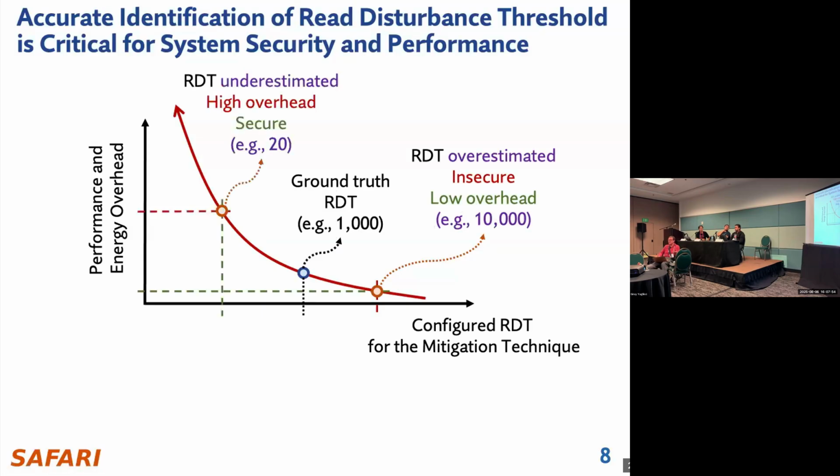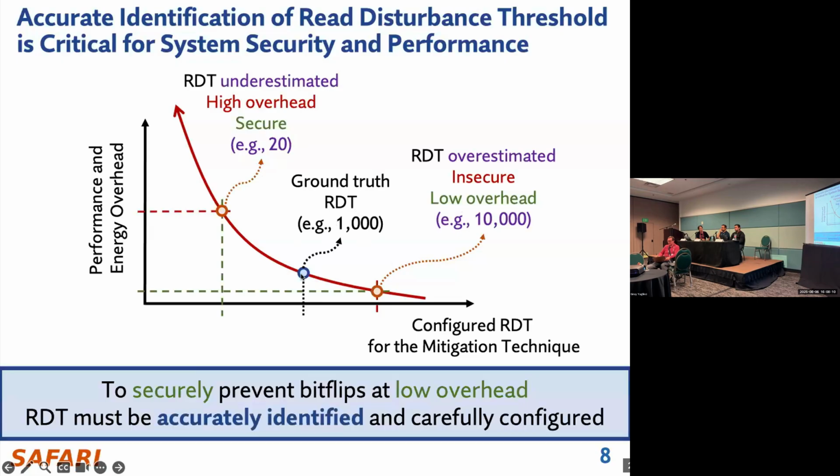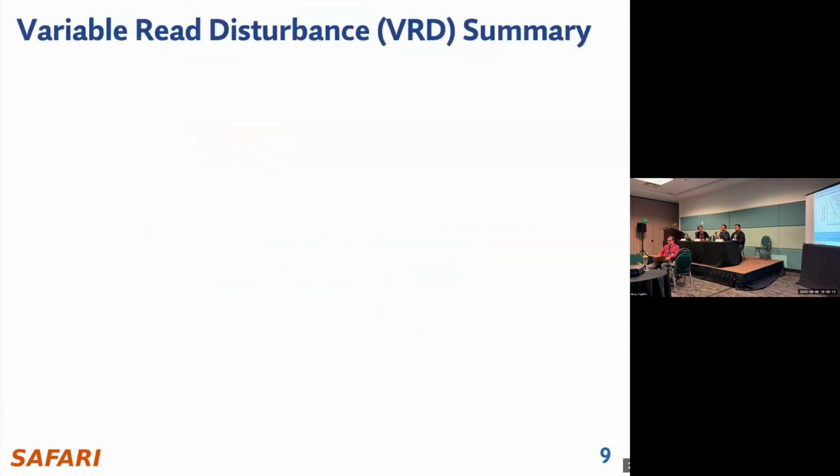Now, if you underestimate the RDT, you get a high overhead. For example, you say that I'm going to get a bit flip after 20 activations, but really I'm going to get a bit flip after 1,000. Now I get high overhead, but I'm quite secure. We don't want that either because that's high overhead in terms of performance. Ideally, we would like to determine this, yeah, for performance and security.